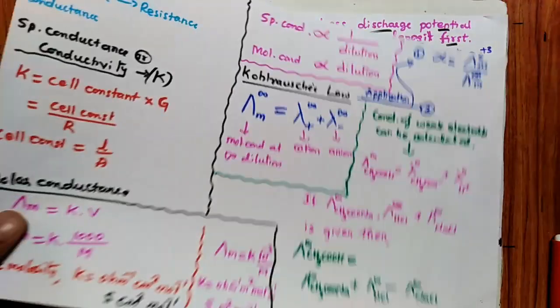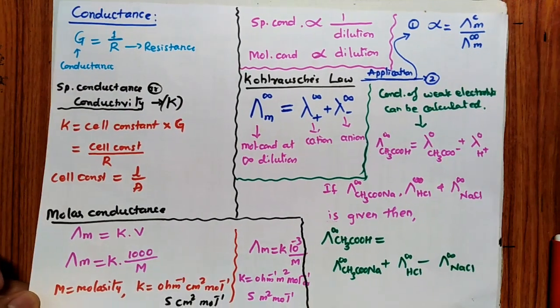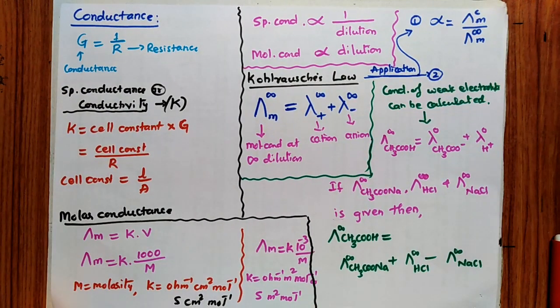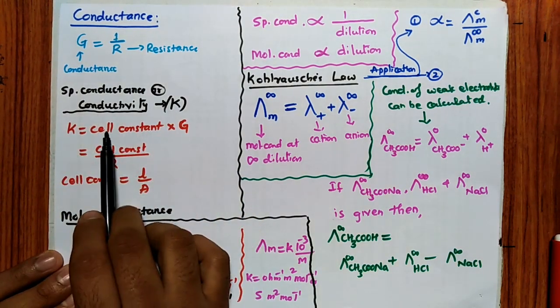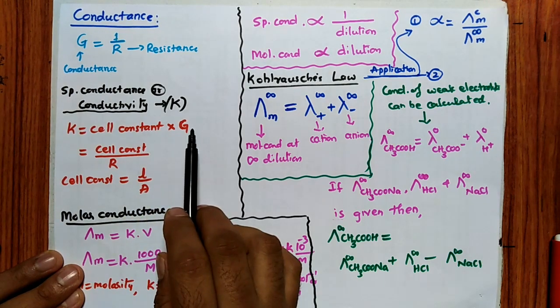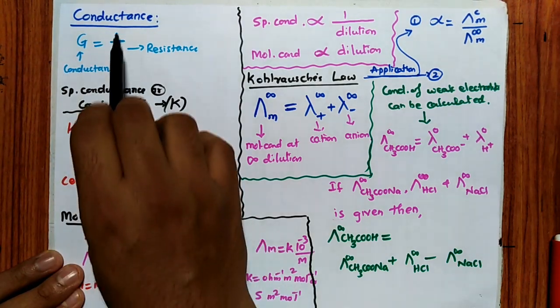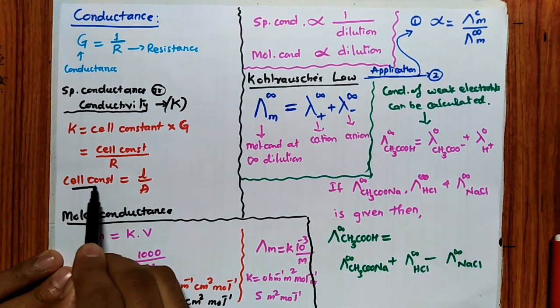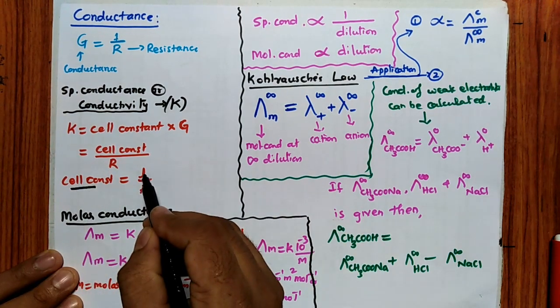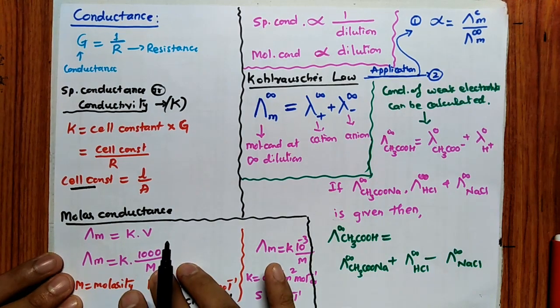And finally, in the synopsis part, I am considering conductance. So now in this case, what is conductance? Conductance is given as the reciprocal of resistance. Correct? 1 by R. Then specific conductivity is given as kappa, K, equal to cell constant into G. So G is nothing but conductance. G is what? 1 by R. Hence I can write cell constant divided by R. What is cell constant? Cell constant is always constant. It is the length of the electrode divided by the area of cross section.